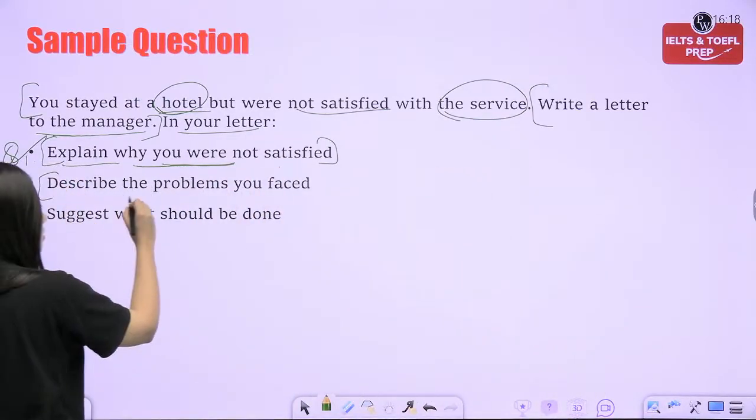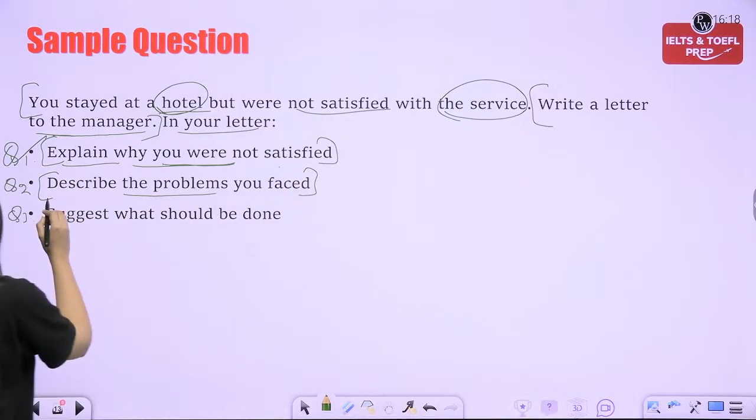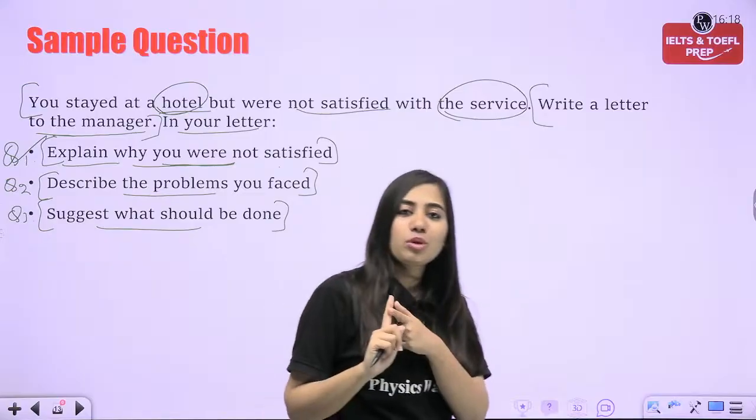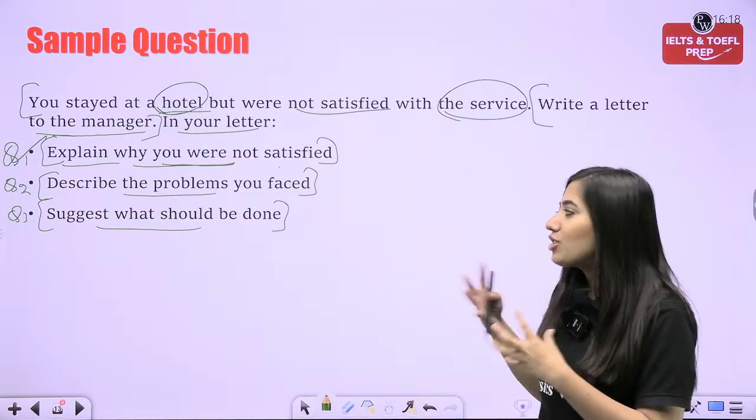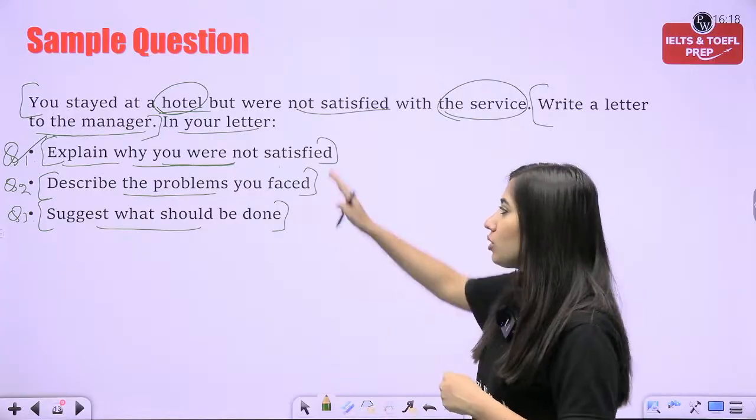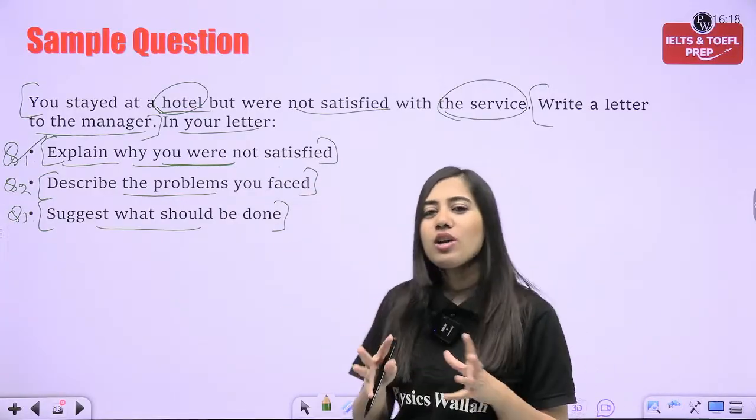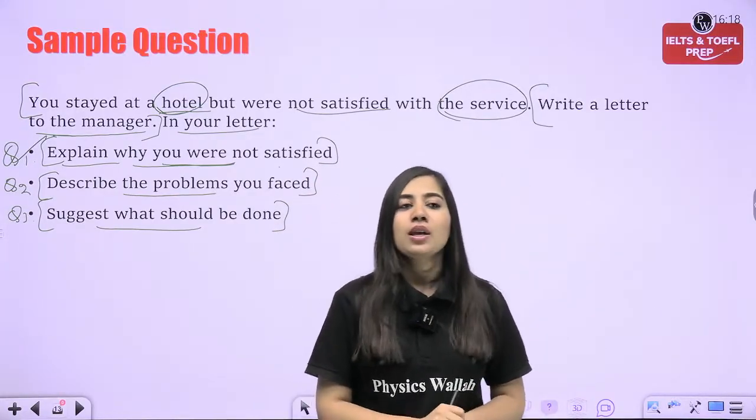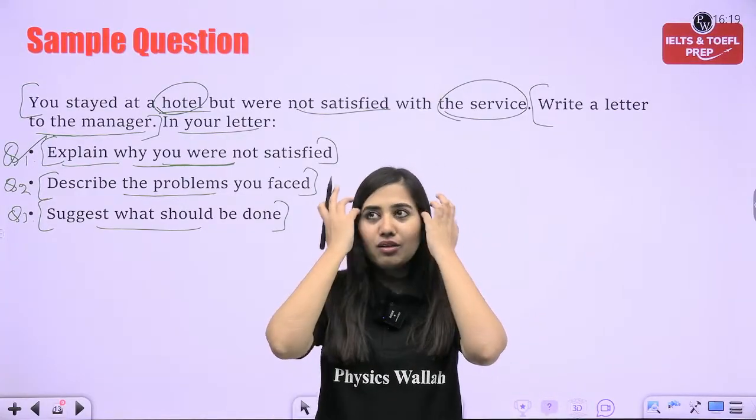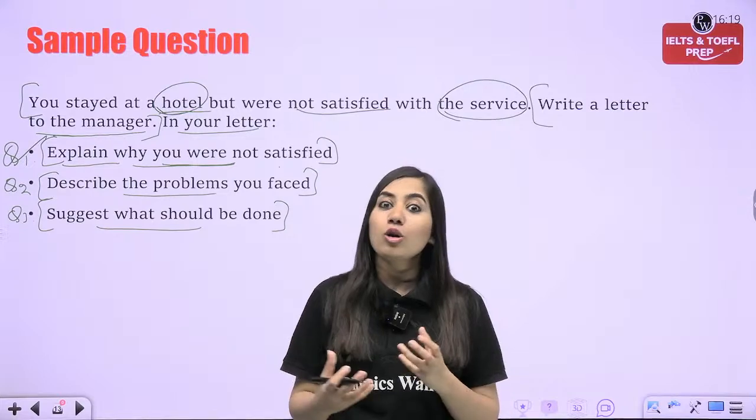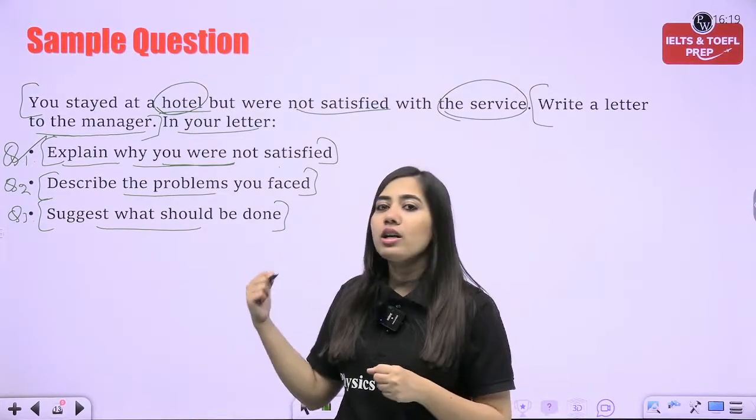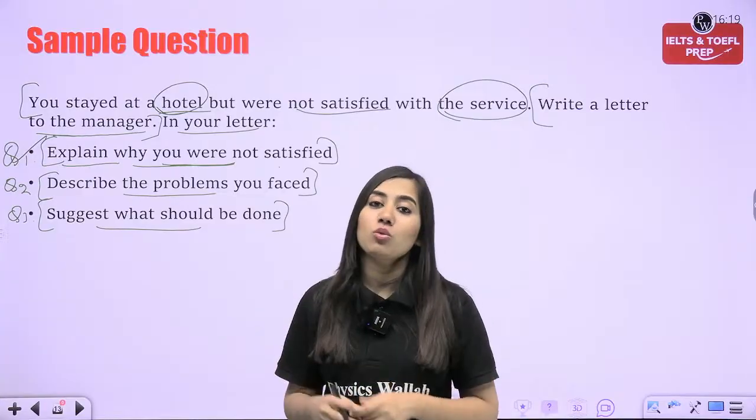Now, explain why you were unsatisfied. Describe the problems you faced and also suggest what should be done. So, first of all, why you were unsatisfied, describe the problems and also give suggestions on what should be done instead of what they have done or what they have provided you. So, these are your three things. I would have one suggestion for you all over here: try to be a little more creative. When I say creative, I only mean try creating more and more points. With this, what will happen? You will be able to elaborate about these pointers in a much more efficient way.